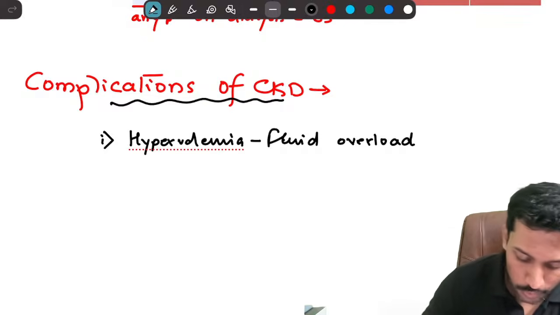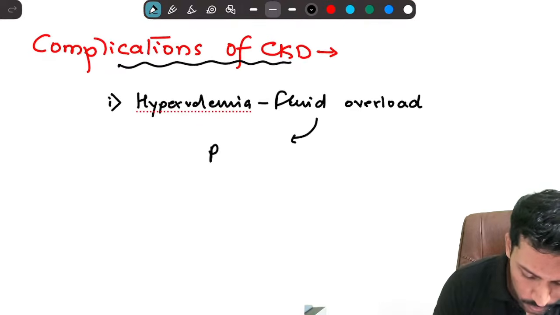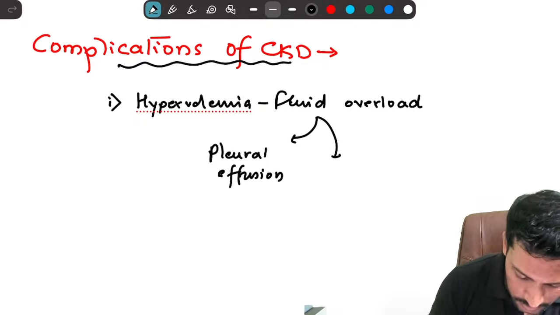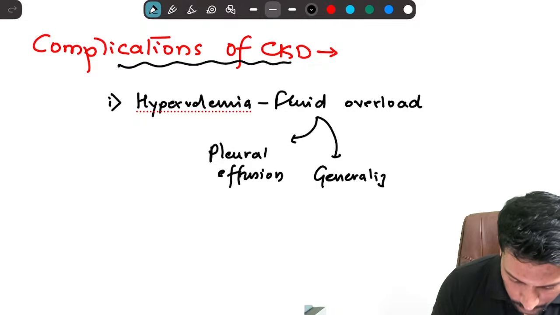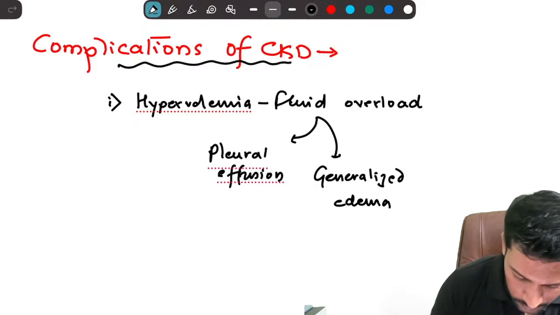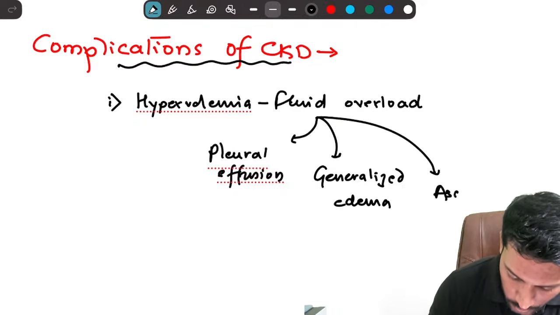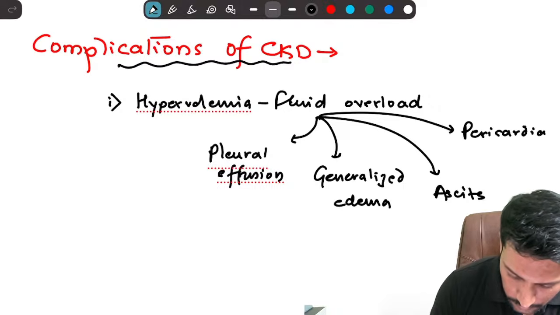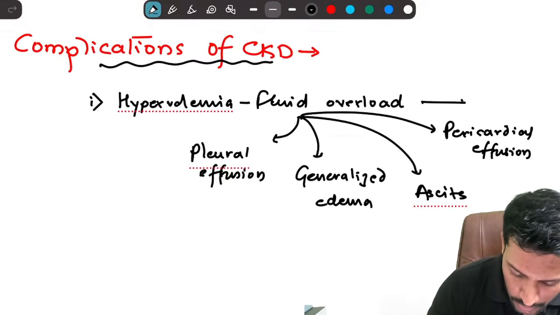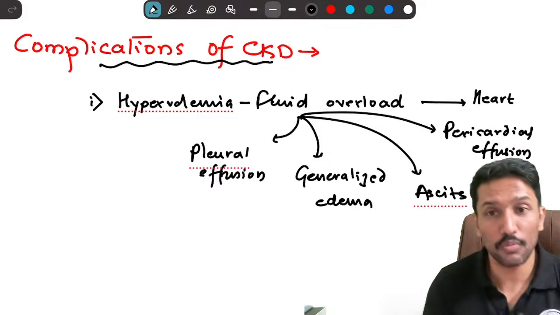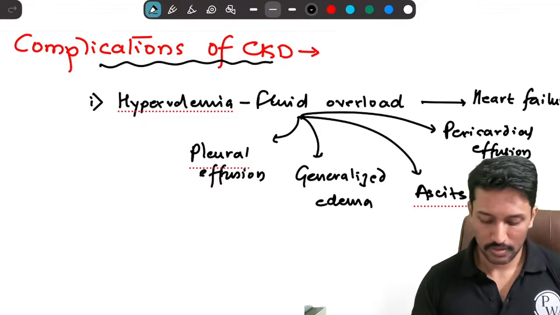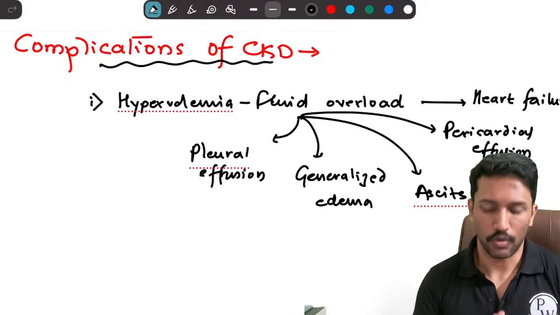And what complications can the fluid overload lead to? This fluid overload can lead to pleural effusion, generalized edema, ascites, and pericardial effusion. And a more severe complication is that, because there is increased volume burden on the heart, it may lead to heart failure. So all these problems are likely to be expected because of fluid overload.